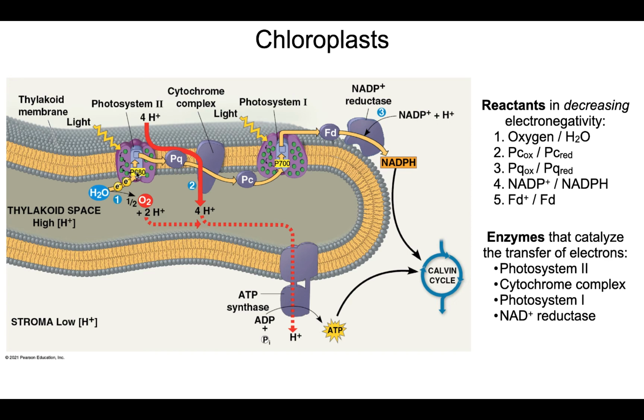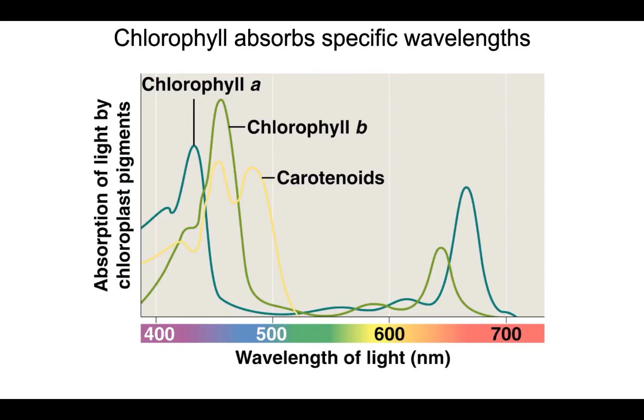However, we still got a problem. How is PQ going to steal those electrons from P680 if P680 is even more electronegative than water? It can't. That's where light comes into play. When P680 absorbs sunlight, what happens is, first of all, here is a chlorophyll right here, it absorbs right around between 400 and 500, and again between 600 and 700.